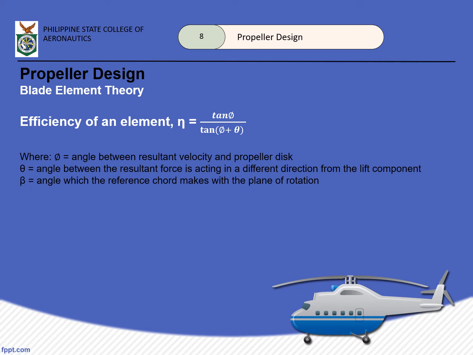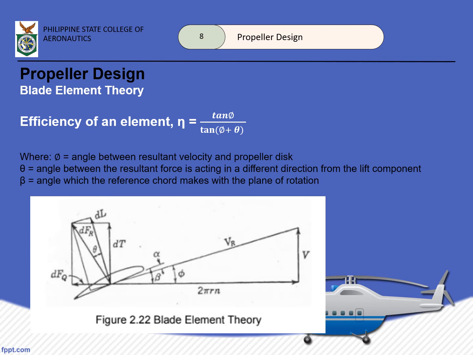represented by lowercase eta, we can solve this by using the tangent of the angle between the resultant velocity and the propeller disc all over the tangent of the sum of the two angles: the angle between the resultant velocity and the propeller disc, and the angle between the resultant force acting in a different direction from the lift component. So, to further understand that, we have a figure right here.